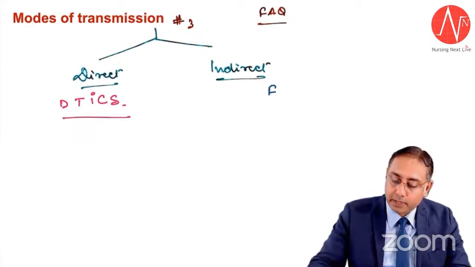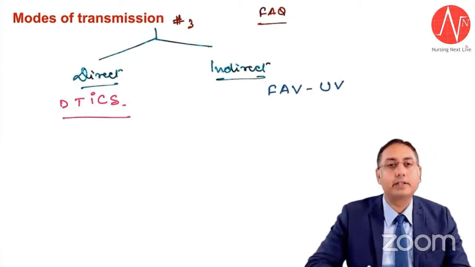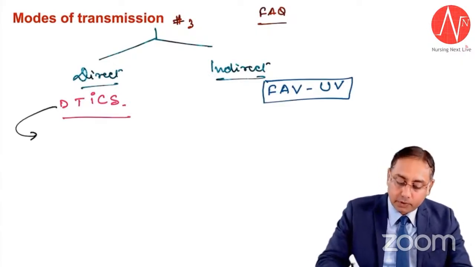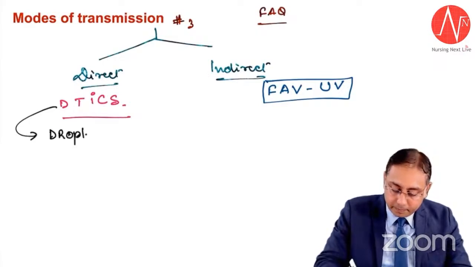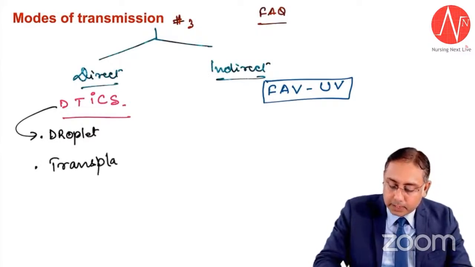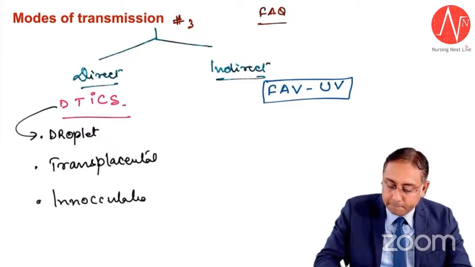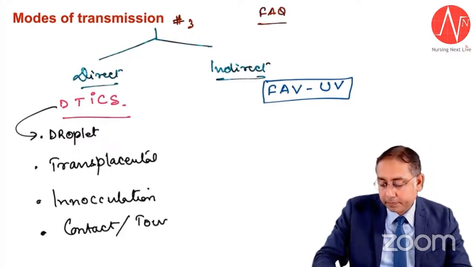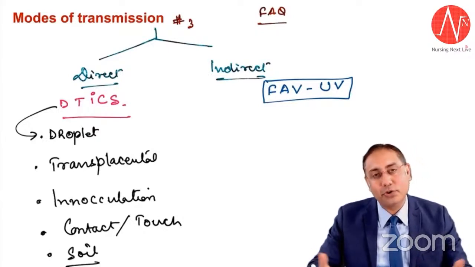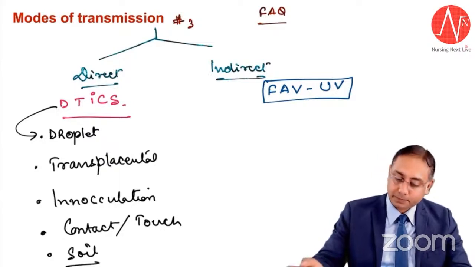Indirect mode of transmission is FAVUV. So what do you mean by all this? D stands for droplet mode of transmission, T stands for transplacental mode of transmission, I stands for inoculation, C stands for direct contact or touch, and S stands for soil. Please note, very frequently the examiners have asked about soil. Is soil a direct or indirect mode of transmission? Soil is a direct mode of transmission.